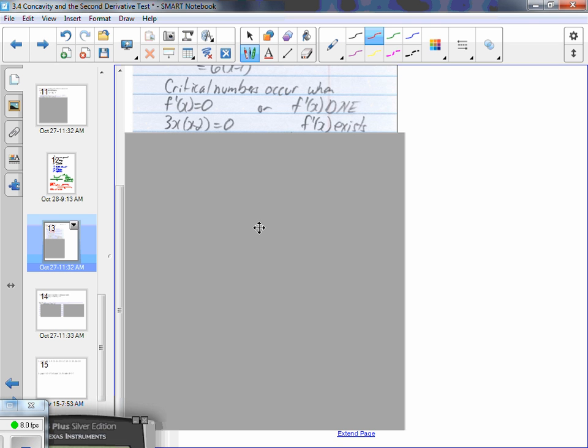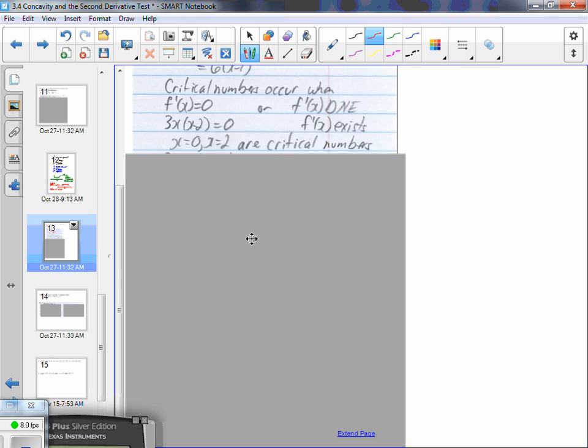By having it factored, it's very easy to find my critical numbers. What and what? 0 and 2. So x equals 0 and x equals 2 are critical numbers.